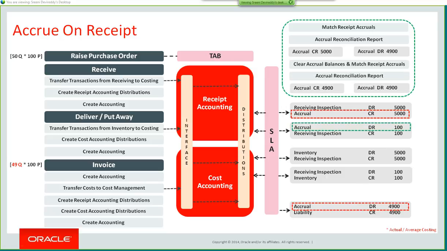Now when you do the reconciliation, these two lines are picked and this line is also picked. So if you see net, it's going to be 4,900 here and 4,900 here, and you don't see any balance in the accrual reconciliation report.